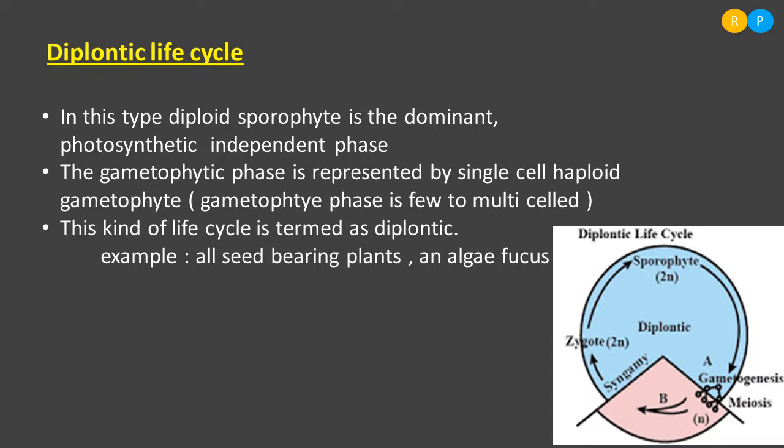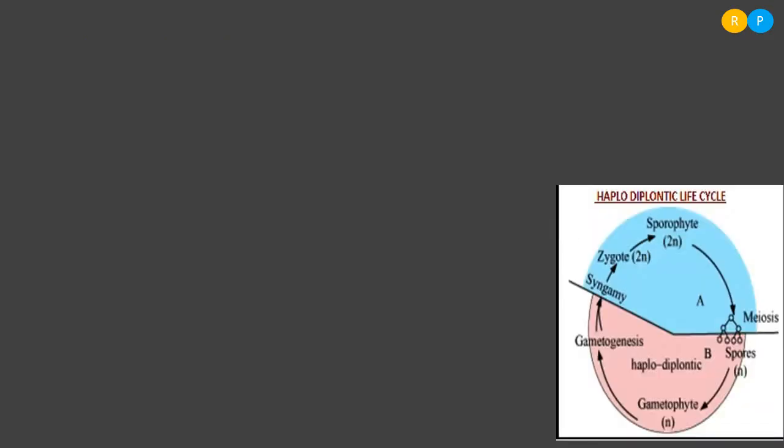Clear, right? Because we have studied most of the algae are showing haplontic life cycle. So, this is one exception. In the algae, Fucus is showing diplontic life cycle. And the third and last type of life cycle is haplodiplontic life cycle.